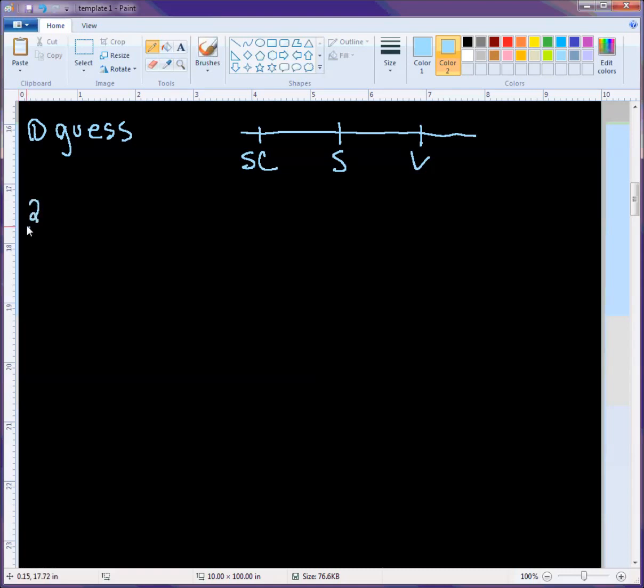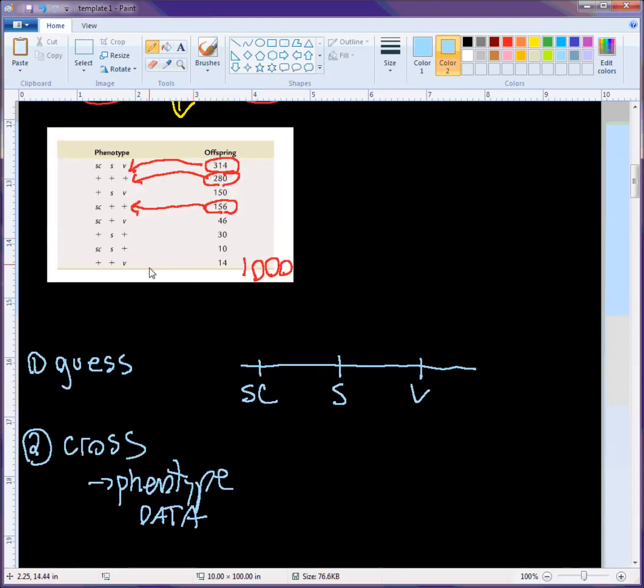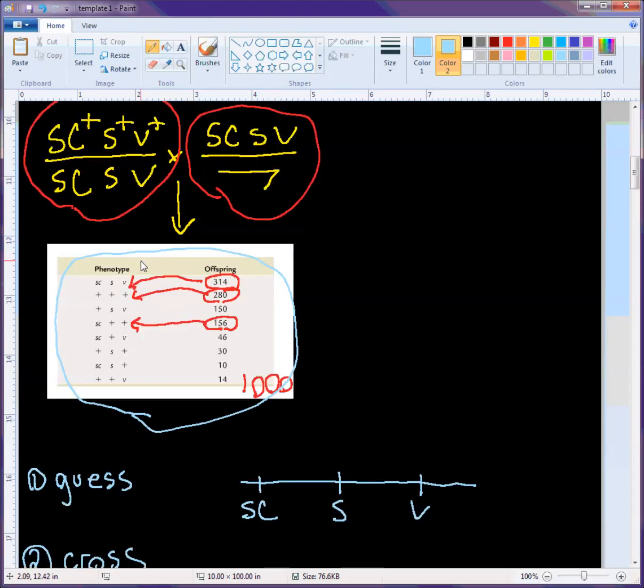Step 2, we said now we need to do a cross, right? And we need to cross a heterozygous individual with a homozygous or hemizygous recessive individual, and that's what we've already done in this problem. And then we need to get the phenotype data of the progeny, and we've done that in this problem. So that has already been done for us. Excellent. And here's the phenotype data right up here. Okay, great. And there's the cross we did up here.